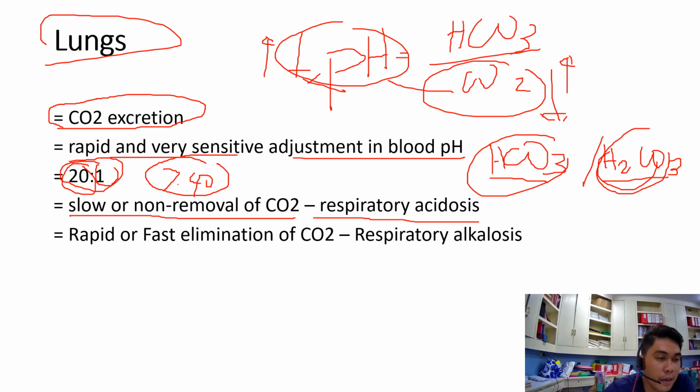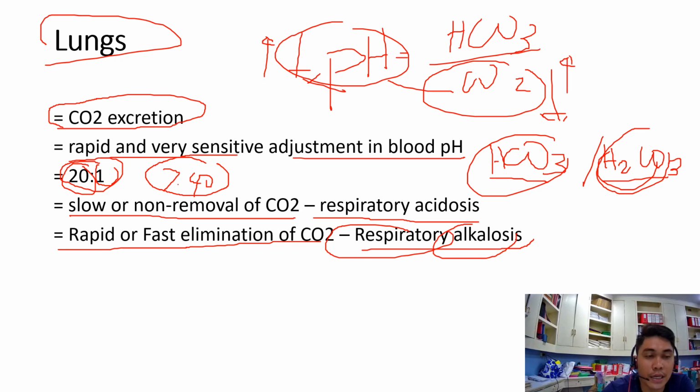Next is rapid or fast elimination of CO2. The condition is respiratory alkalosis. Fast elimination means a decrease in the level of CO2 in your system. Decrease CO2, so you have an increase in pH. That's why there is alkalosis, and it is respiratory because the problem is in the regulation of CO2.